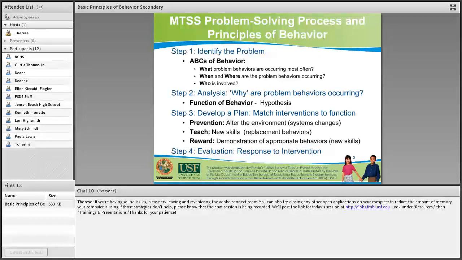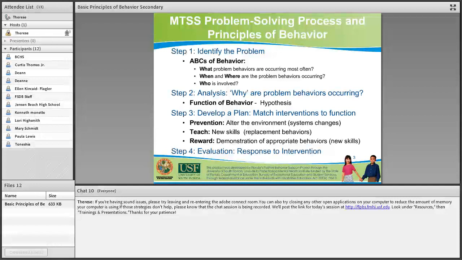Now, first things first, please understand that the idea of doing a brief functional behavior assessment or understanding the principles of behavior, that's just another form of problem solving. This isn't something new or something different. It fits right inside that four-step problem solving process that the state is teaching us through multi-tiered support systems for student behavior. When you identify the problem, you look for the ABCs of behavior.